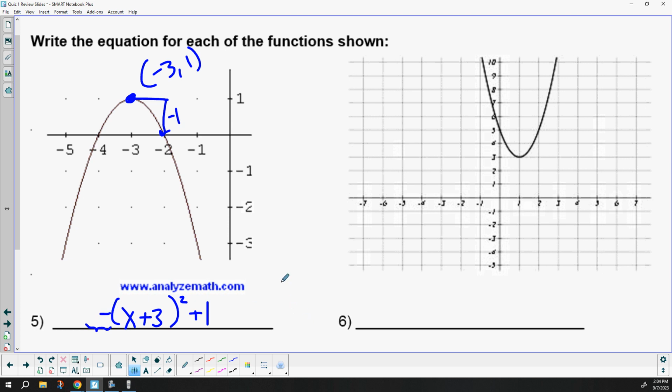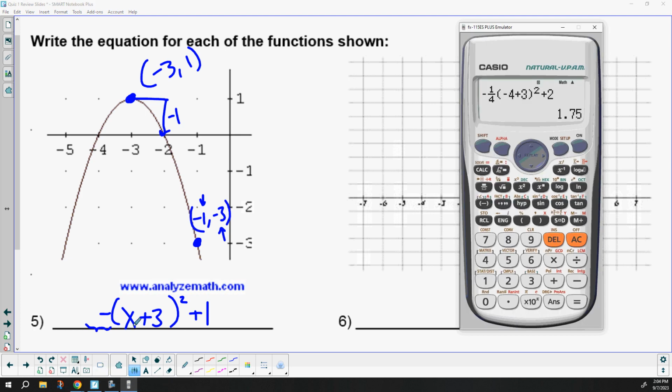And if you wanted to test your equation, make sure it's the right equation, go back to that idea of inputs. If I plug this point in, which is negative 1, negative 3, if I plug in a negative 1, my answer should be a negative 3. So if I get my calculator, negative parentheses, we're plugging in a negative 1 because that's our input, plus 3 squared plus 1. I already know my answer. It should be a negative 3 because that's my output. Check. This is the right equation.